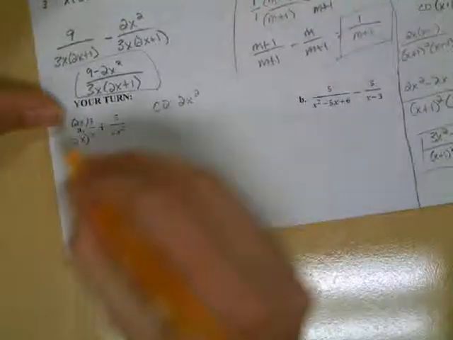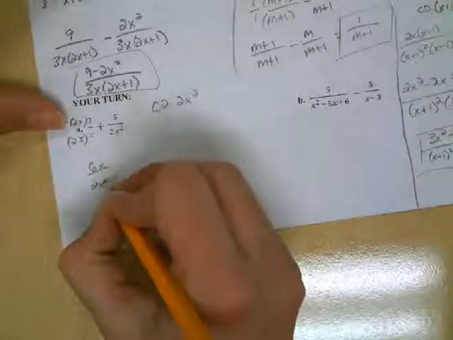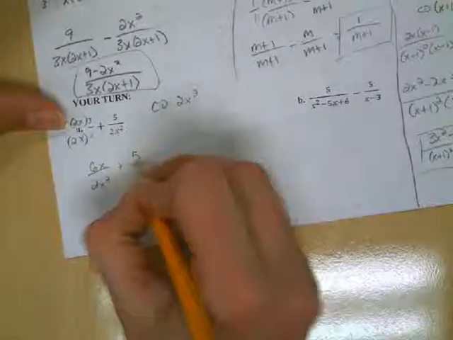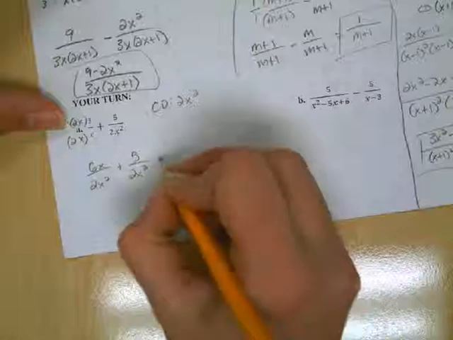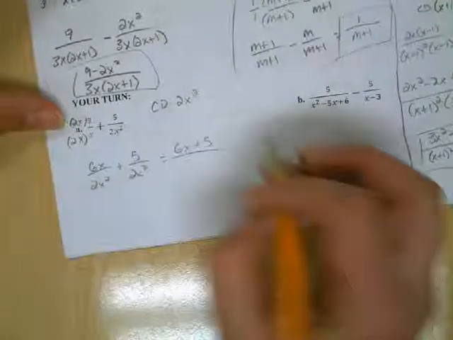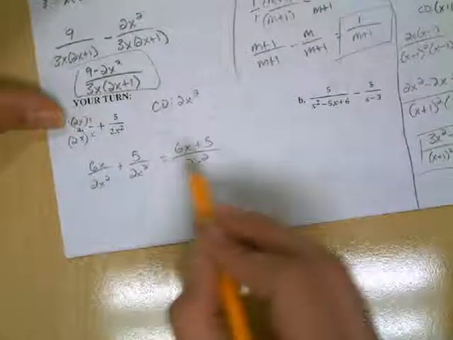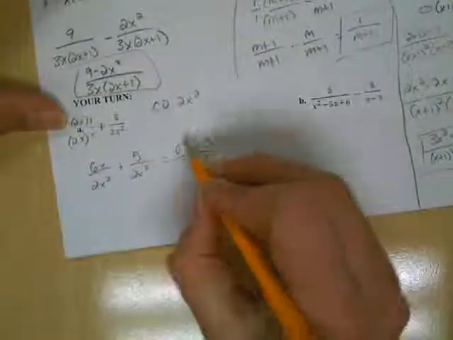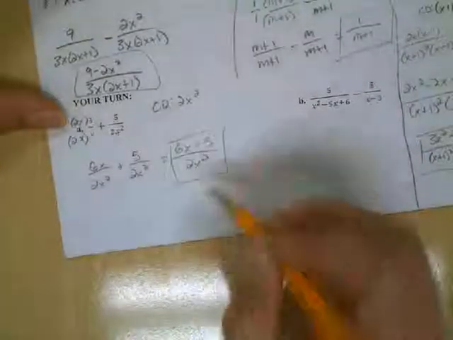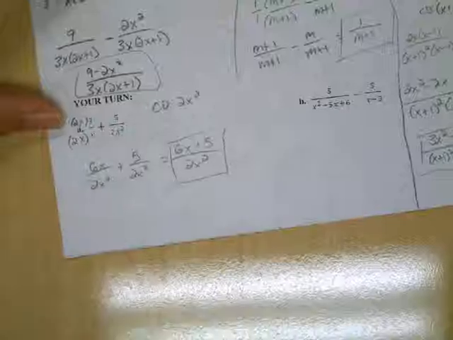Okay, so here I get 6x over 2x squared plus 5 over 2x squared. Add those together, I get 6x plus 5. Do not put them together. They are not like terms. It's like oil and water. Can't put them together. 6x plus 5 over 2x squared. That would be your answer. No GCFs, nothing factors, nothing cancels. That's just your answer. Now, B.